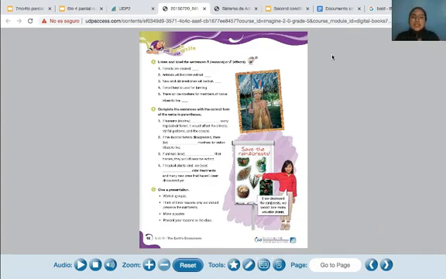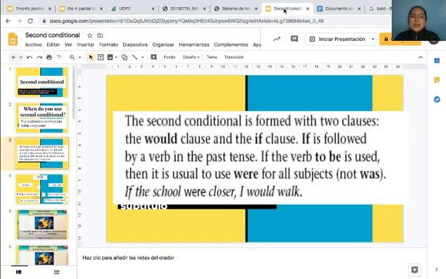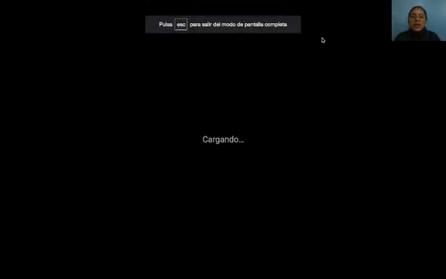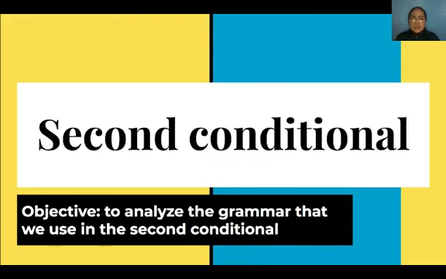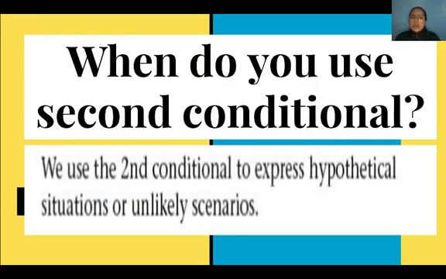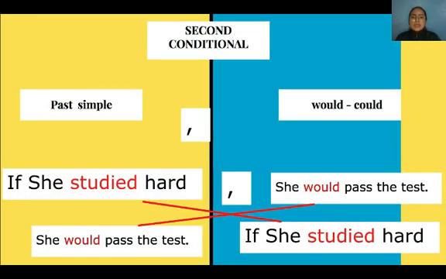For today, we are going to do a small review about the second conditional. You have to remember some important things about it. Our objective is to analyze the grammar that we use in the second conditional. When do you use the second conditional? We use the second conditional to express hypothetical situations, okay?